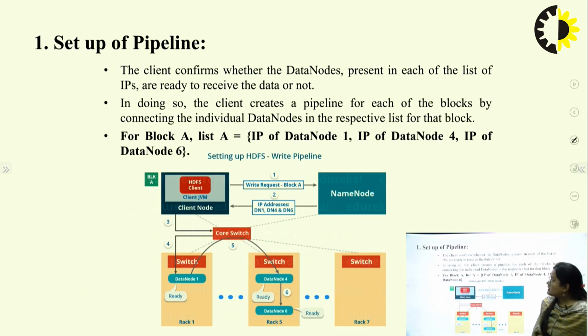Now first one is setup of pipeline. Before writing the blocks, the client confirms whether the data nodes present in each list of IPs are ready to receive the data or not. In doing so, the client creates a pipeline for each block by connecting the individual data nodes in the respective list for that block. For block A, the IP address of data node 1, data node 4 and data node 6.